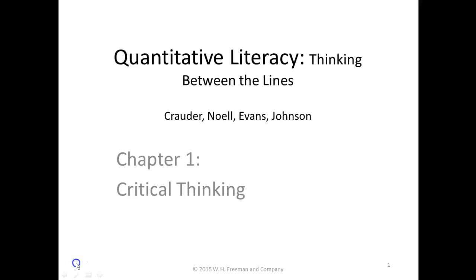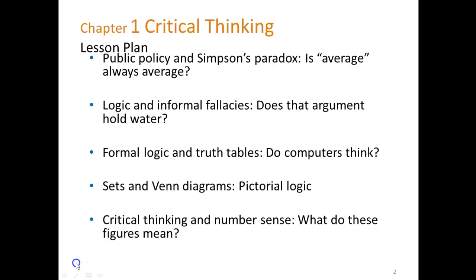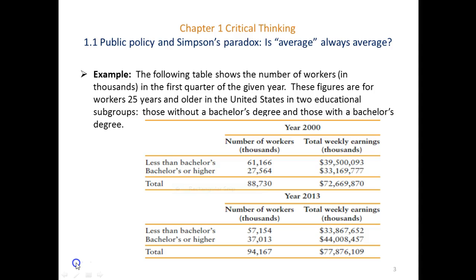Chapter 1: Critical Thinking. In this section we'll discuss public policy and Simpson's paradox. Is average always average? We'll start with an example. The following table shows the number of workers in thousands in the first quarter of a given year. These figures are for workers 25 years and older in the United States in two educational subgroups: those without a bachelor's degree and those with a bachelor's degree.